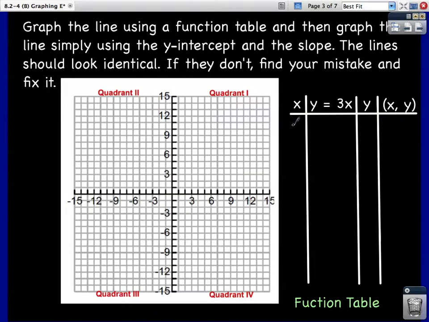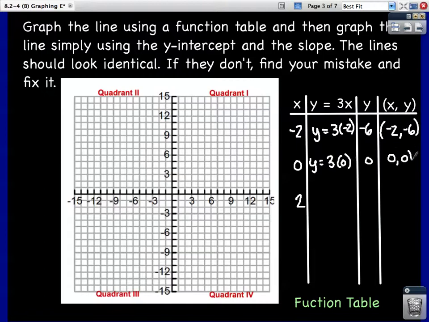So I'm going to plug in some x values. I'm going to plug in -2, I'll plug in 0, and I'll plug in 2. So y equals 3 times -2, and so y must equal -6. So I have this point here, (-2, -6). If I plugged in 0, I'm going to end up getting just 0, because 3 times 0 is 0. Notice in this equation, y equals 3x, there is no b number. It's because b is 0, plus 0. So the y-intercept is 0. And we'll talk about that in a moment.